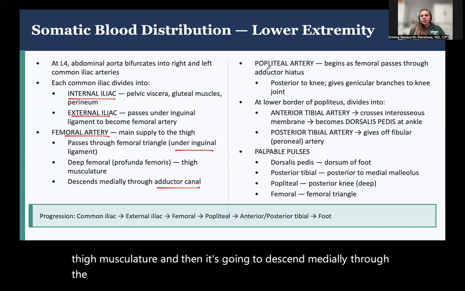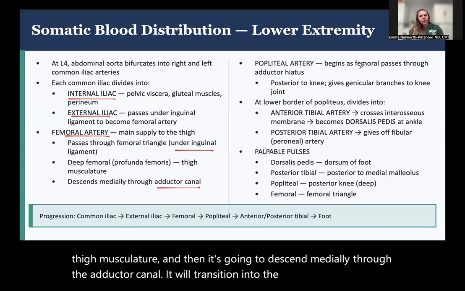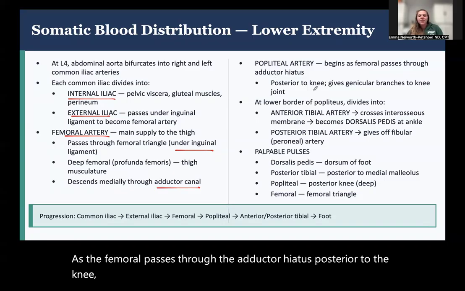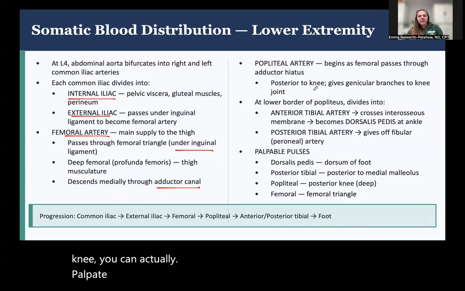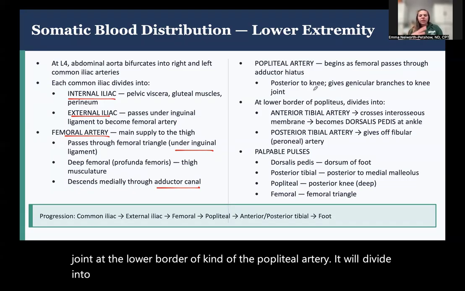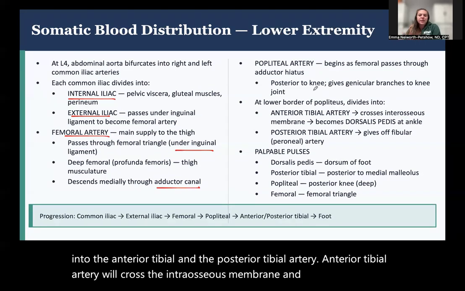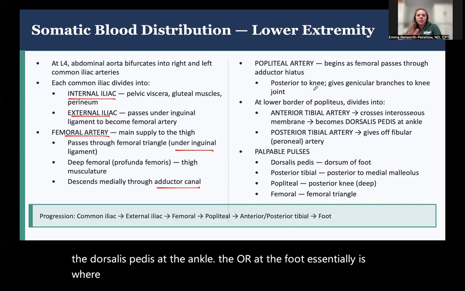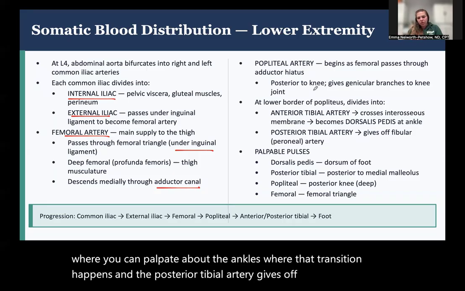It will transition into the popliteal artery as the femoral passes through the adductor hiatus. Posterior to the knee, you can actually palpate this pulse, and it's going to give some branches to the knee joint. At the lower border of the popliteal artery, it will divide into the anterior tibial and the posterior tibial artery. The anterior tibial artery will cross the interosseous membrane, and it becomes the dorsalis pedis at the ankle. At the foot is where you can palpate it, but the ankle is where that transition happens. And the posterior tibial artery gives off the fibular or peroneal artery.